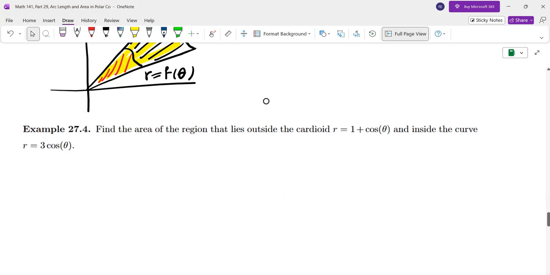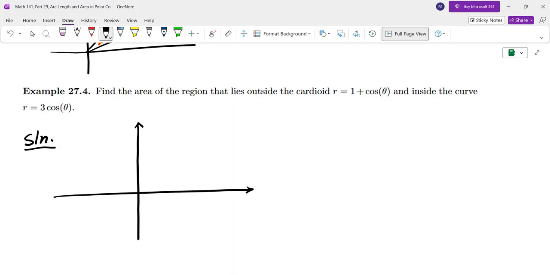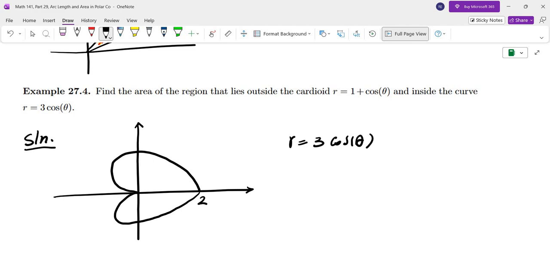So let's look at an example on this one. Find the area of the region that lies outside the cardioid 1 plus cosine of theta. So let me draw that one. R equals 1 plus cosine of theta. So we have done this one a few times before. So this is our cardioid, and this point is 2. And inside this curve, so r equals 3 cosine of theta. This is a circle, and we have drawn that before, but let's draw it again.